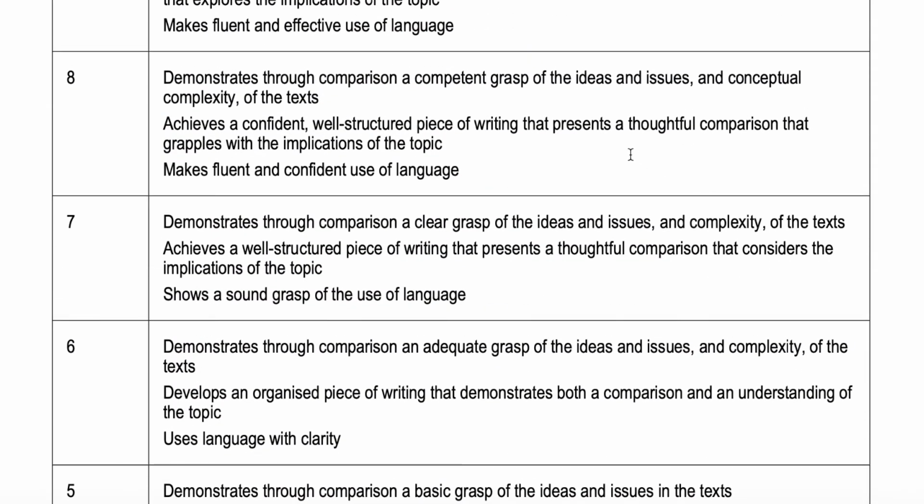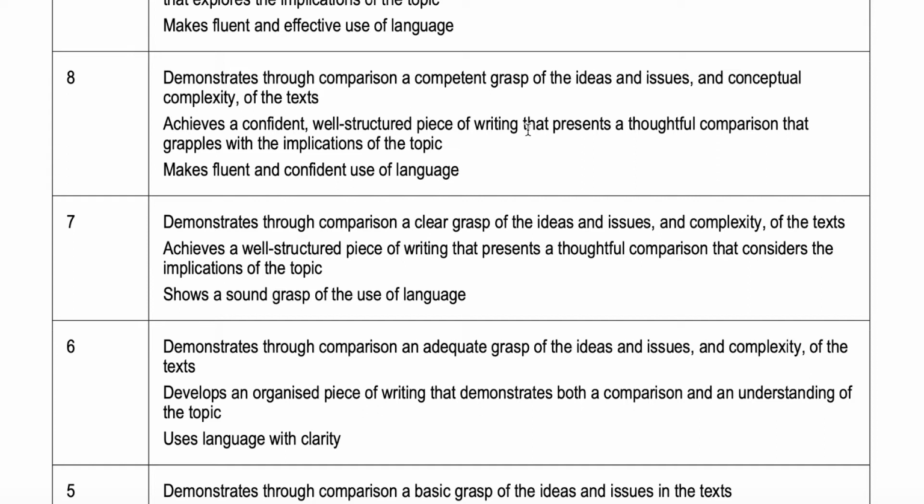When we start to get towards having an organised piece of writing, so meaning that our paragraphs clearly have this commonly held idea that they are moving towards, that the paragraphs include comparison, and also that the paragraphs are responding to the topic. This is how we start to get further and further up this ladder towards where we get right up the top, and we have this idea of a well-structured piece of writing. So the structure that you're adhering to is allowing you to really get to deep comparisons that presents a thoughtful comparison that grapples with the implications of the topic. Notice how the topic becomes more and more important the further we go up this chain, and that it becomes more a part of what you're being assessed on.